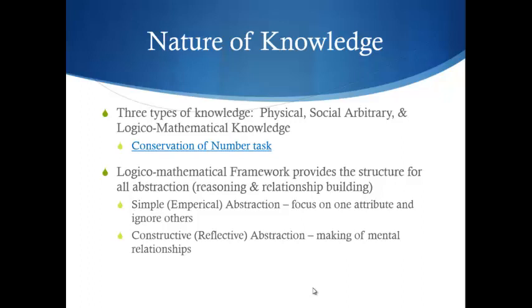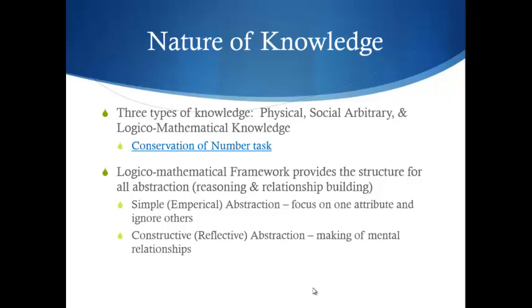The third type of knowledge is logico-mathematical knowledge, and the definition of that is knowledge of relationships. Logico-mathematical knowledge, the relationships, exist inside the individual's mind. They are not observable, and if you have not constructed that relationship, then that knowledge doesn't exist for you. An example of that is the conservation of number task, and you'll be able to watch a video in a moment about the conservation of number to see how, even though a child can see information, it doesn't mean that they have yet constructed that logico-mathematical relationship.